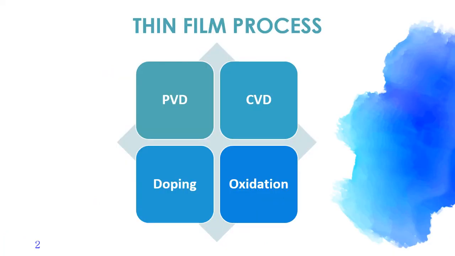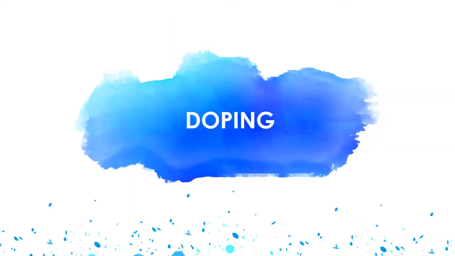So today we're going to continue on the topic of thin film deposition. If we look back to the previous lecture, there are four processes of thin film: PVD and CVD, which we already covered in the previous class. Next will be doping and oxidation. Let us look into the doping process first.